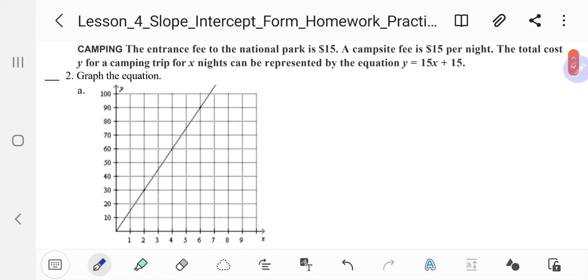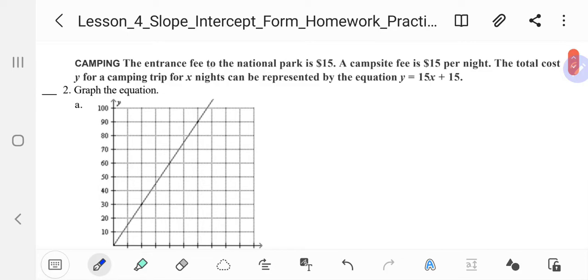All right, now we have the entrance fee to a national park is 15. A campsite fee is 15 per night. So just to get in is 15. Then we're going to add on to that repeatedly with a constant rate of 15 per night. So that's our initial value, or y-intercept, and this is our rate of change, which is our slope. Okay? Now, it says graph the equation.